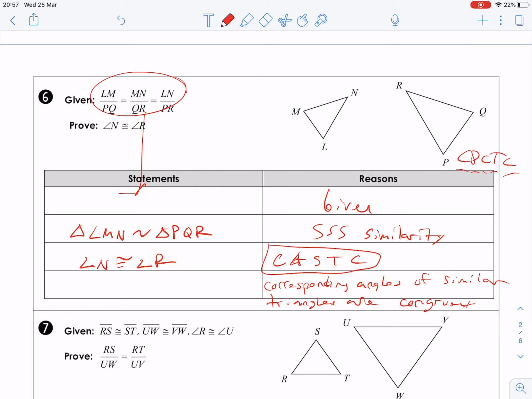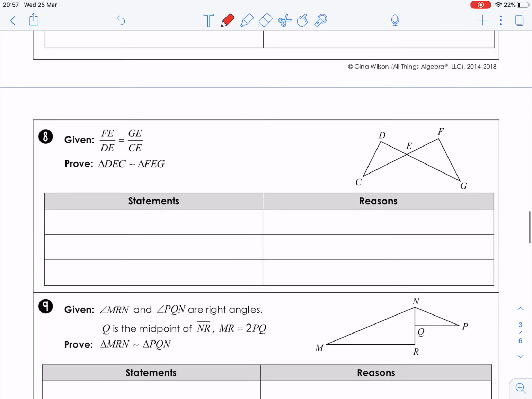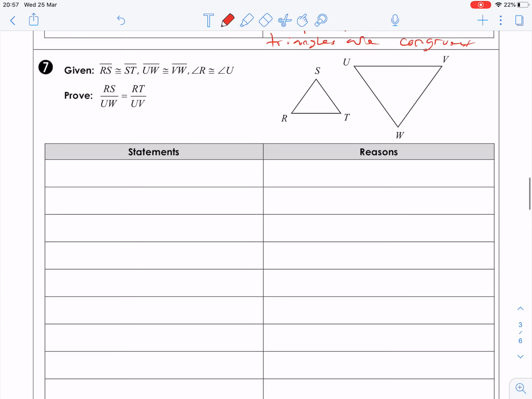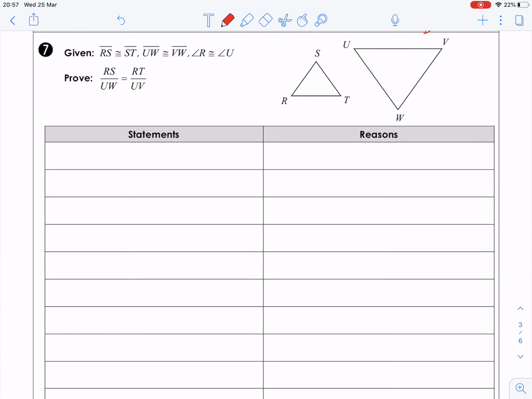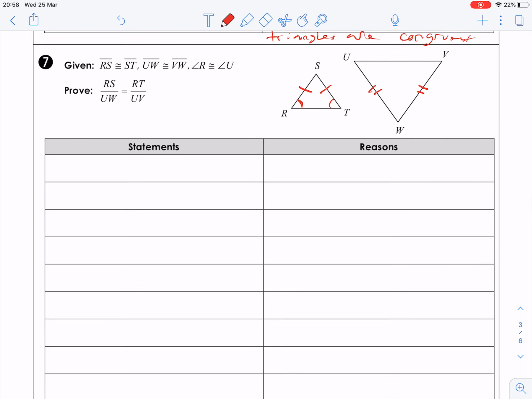This one, number 7. All right. I think this is going to be the last one I do. Yep, last one I'm doing. All right, RS is congruent to ST. Okay. So we've got ourselves an isosceles triangle. And UW is congruent to VW. And we know R is congruent to U. I mean, we could have said that anyway because if two sides are congruent, that means it's an isosceles triangle anyway.